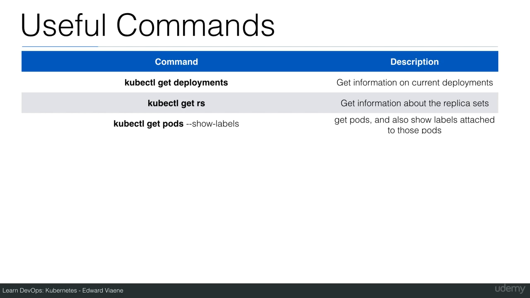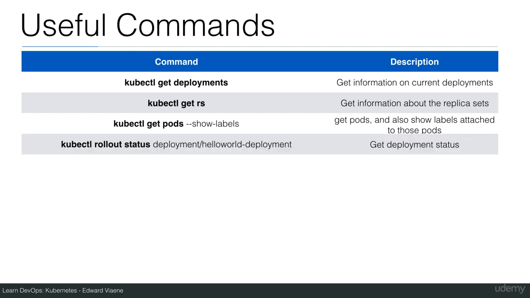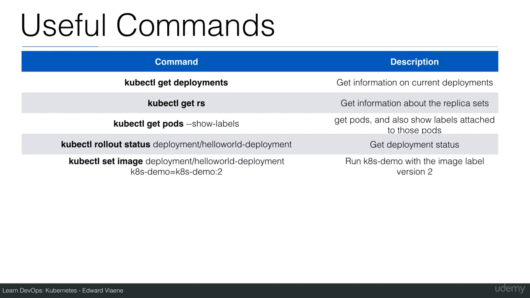So whenever we add a label to our pod, like the app label, then we can see those if we add show-labels. kubectl rollout status, and then type deployment and then the name of the deployment object, gets the deployment status. So if you want to know whether the deployment was successfully completed, then we can use this command, and this command will show us that.